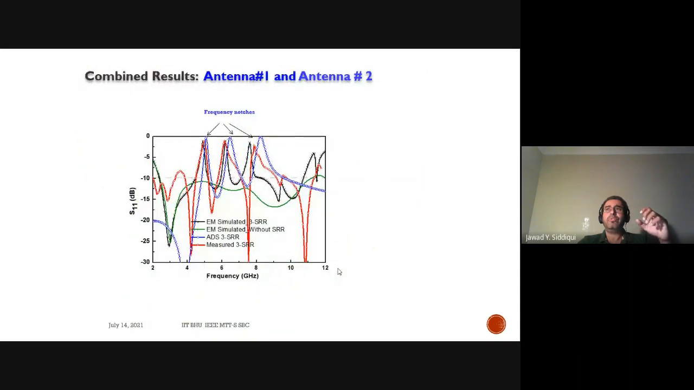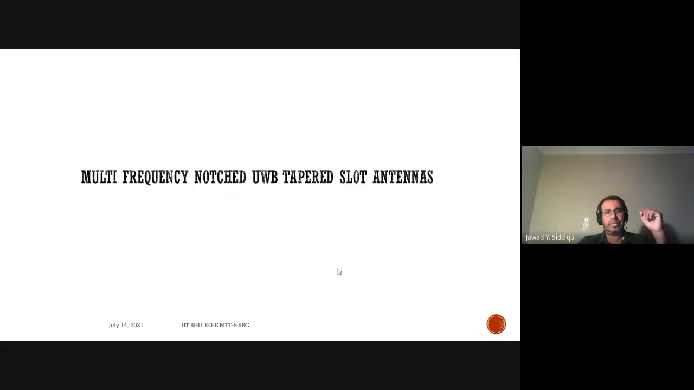So if you have a constraint in redesigning the dimension of the SRR, what you can do is play with the rings, the orientation of the inner gap with respect to the outer gap. If you rotate the ring, that will also give you a tuning effect and will tune the notch frequency.